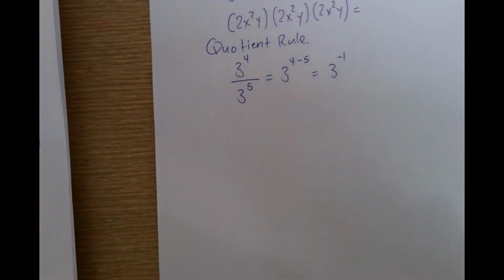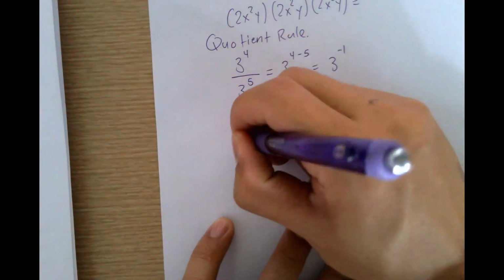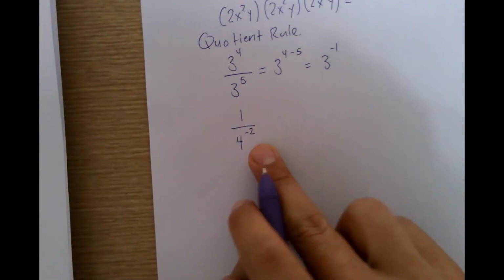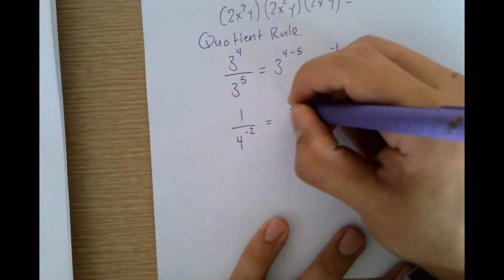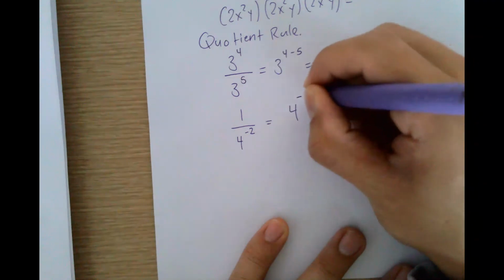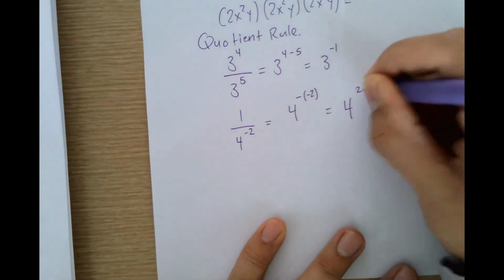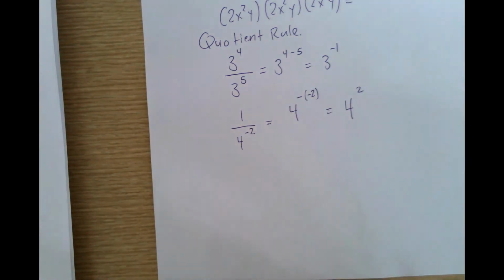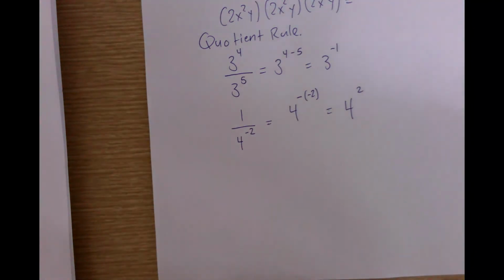Something to note is that if we have something like 1 over 4 to the negative 2, just as a reminder, if there's a negative exponent on the bottom, this is technically saying 4 to the negative 2 power on the bottom, which is the same as saying 4 squared, right? So if you have a negative exponent on the bottom, it's technically a positive exponent. Something to keep in mind. Okay, so the quotient rule is that if you're dividing by a number with the same base, you're going to subtract the exponent, okay?